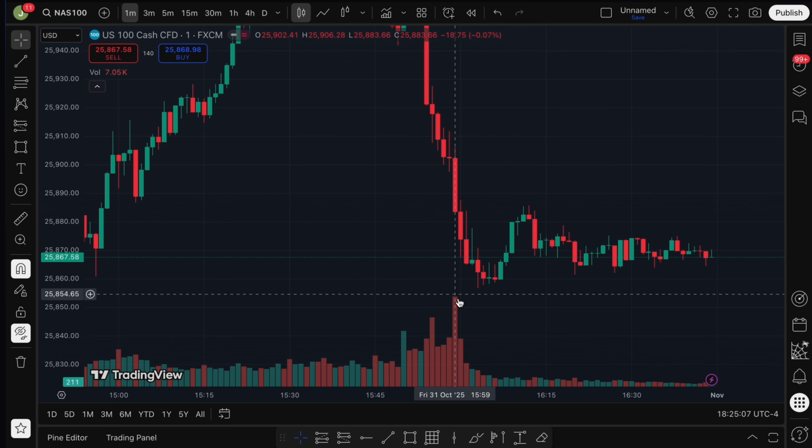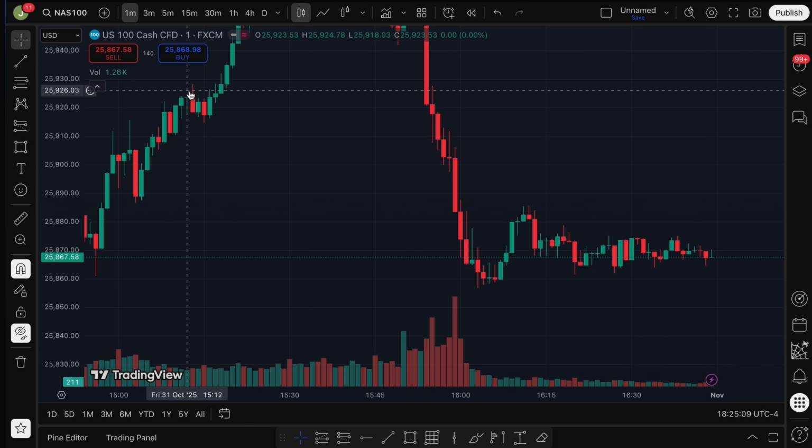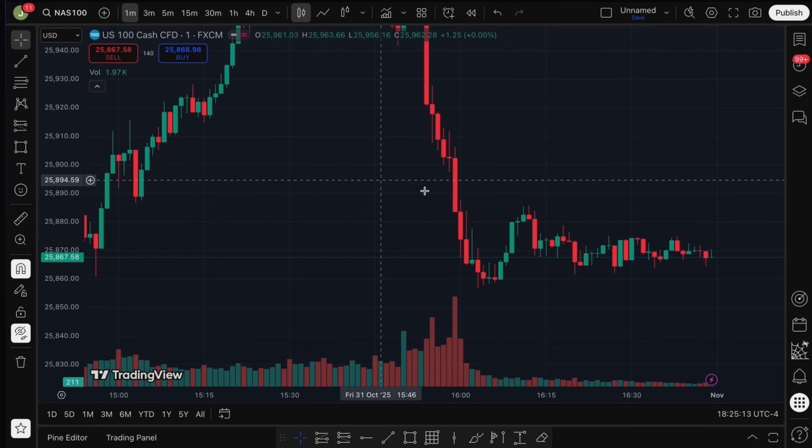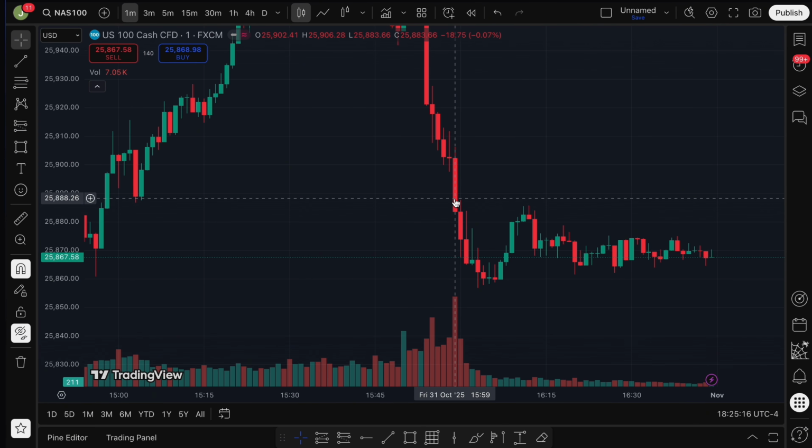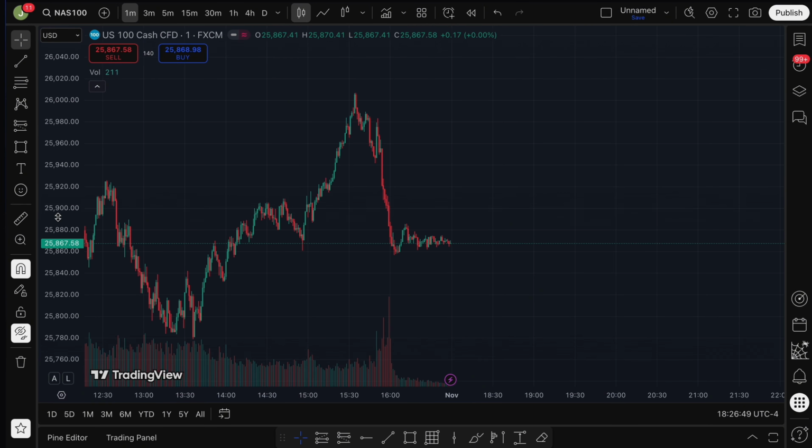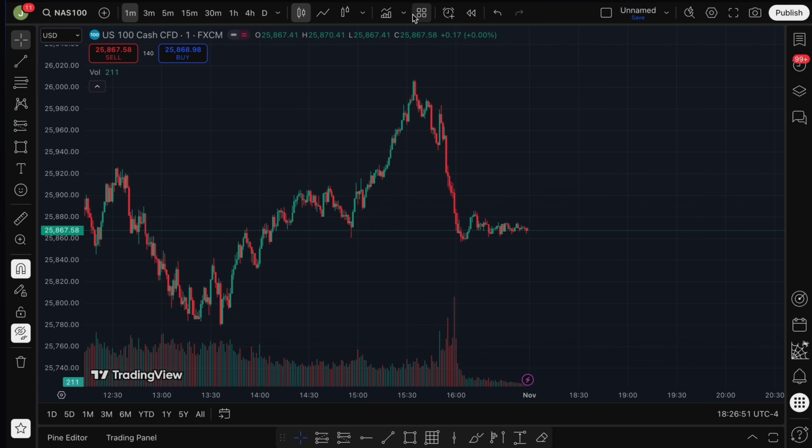If we point to the candle right now, we can see right over here. Pay attention right here. If we go to it, we can see that 7.05 thousand volume was in that candle. The volume for that candle was 7.05 thousand. All right, so that is volume right there. So let's go into the next one.